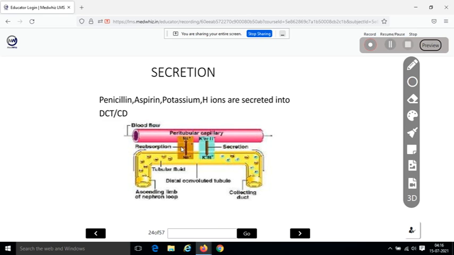See here: peritubular capillary, distal convoluted tubule, then ascending loop, collecting duct. So reabsorption is from the tubular fluid into blood, and secretion is from blood to tubular fluid.